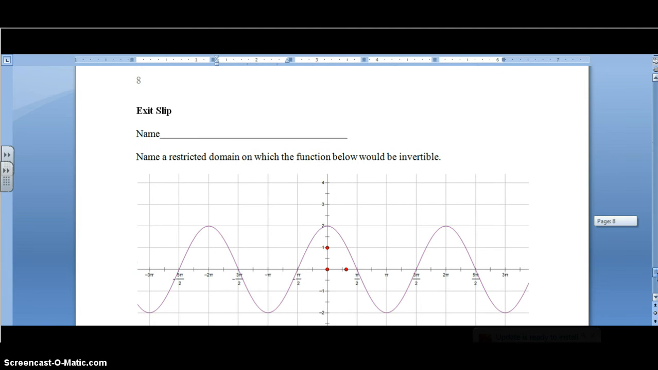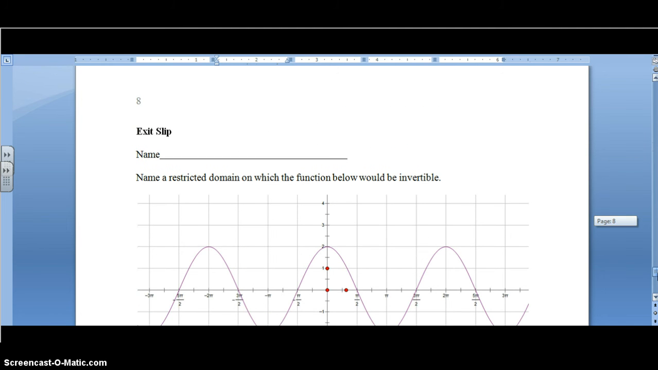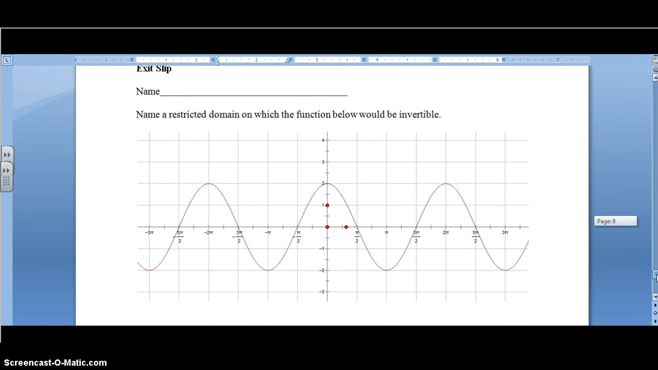I'm running a little short on time. But again, students would have to figure out which function this is and then how to restrict the domain. And overall, it was a very successful class, and we hope you find this useful. Thank you.